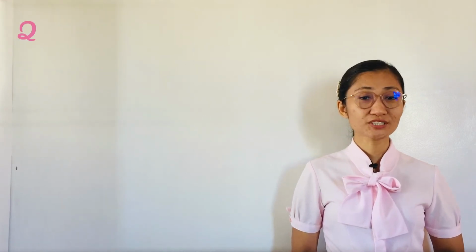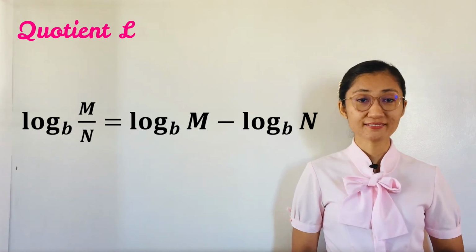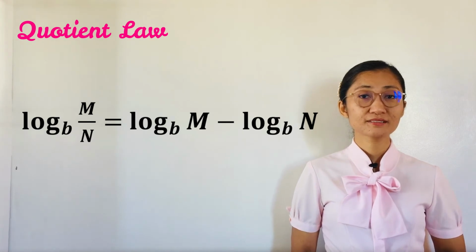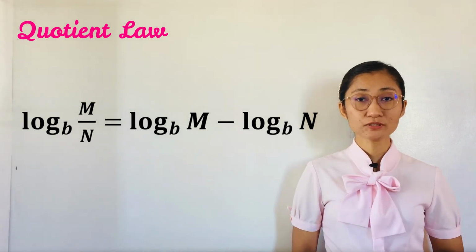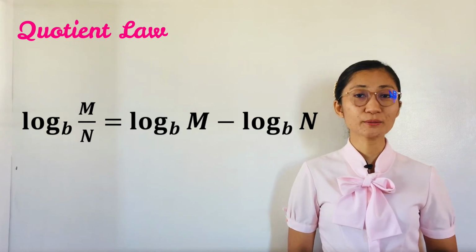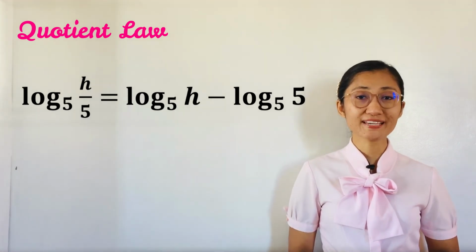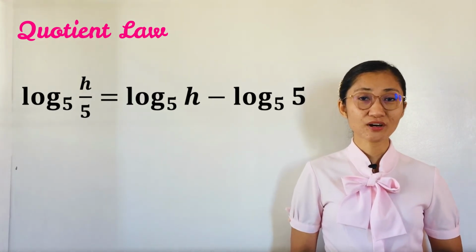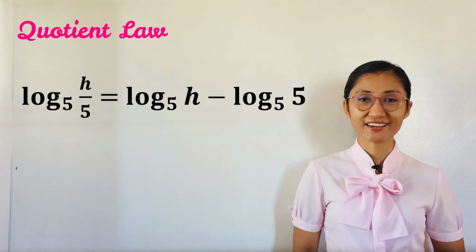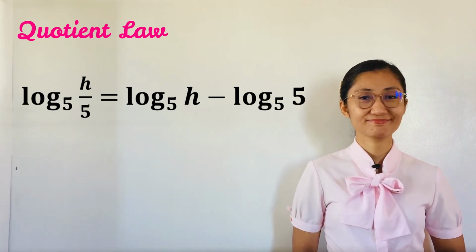Second is quotient law, which states that logarithm of m over n to the base b equals logarithm of m to the base b minus logarithm of n to the base b. That is, logarithm of h over 5 to the base 5 equals logarithm of h to the base 5 minus logarithm of 5 to the base 5.